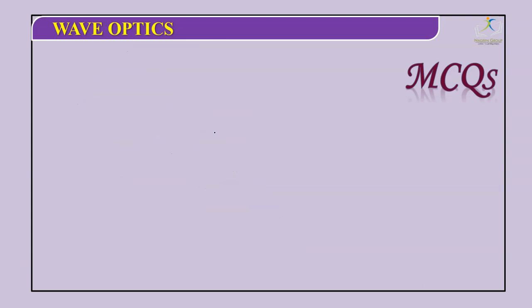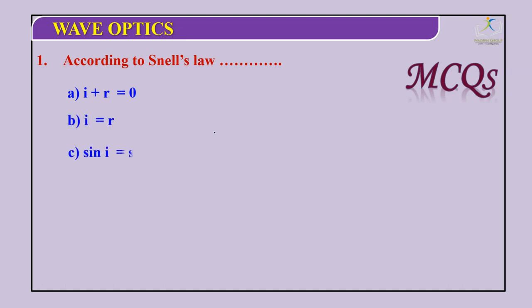Now let's take some multiple choice questions so that we can check whether whatever we understood is complete or not. According to Snell's law, the options are: I plus R is equal to 0, I is equal to R, sin I is equal to sin R, sin I by sin R is equal to constant. So this is the correct answer. According to Snell's law, whenever light rays pass from one medium to another medium, the direction changes, and the change is described by a constant which is called the refractive index. I hope, students, you understand.